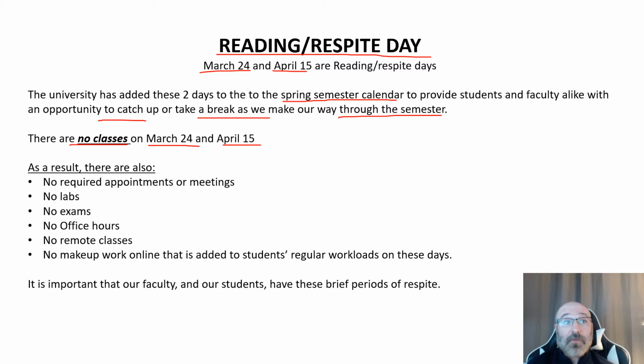So as a result, there's also going to be no required appointments or meetings, no labs, no exams, no office hours, no online classes during those days, and no makeup work online that's added to the students' regular workload during those days. So it's important for the university that faculty and students have a brief rest during these time periods.